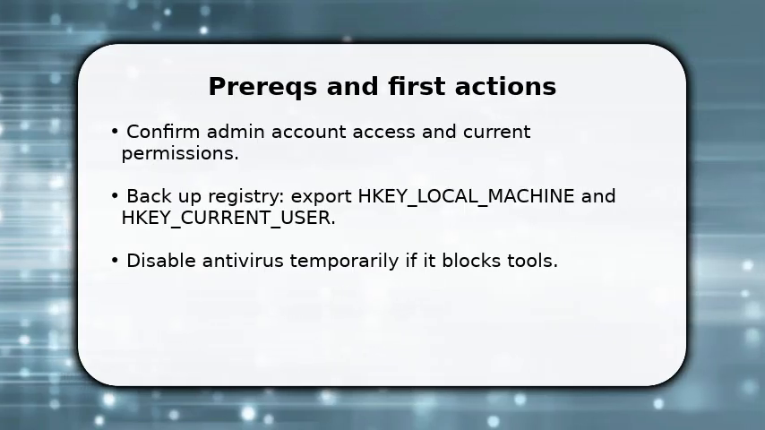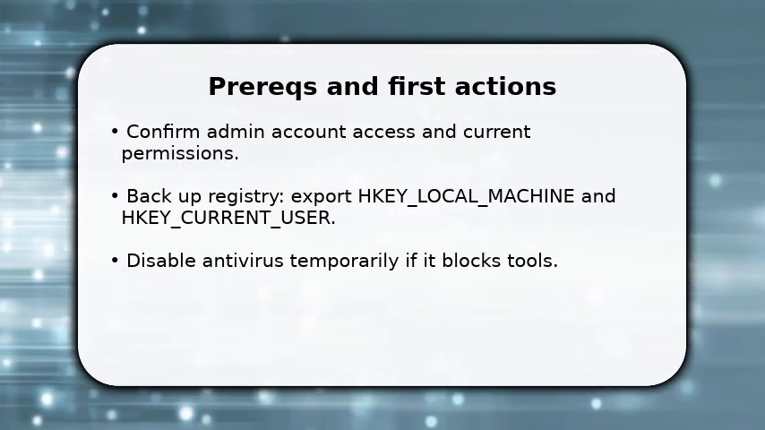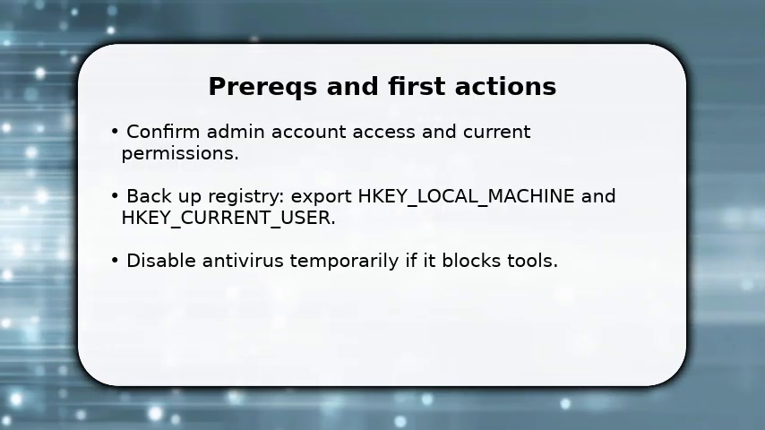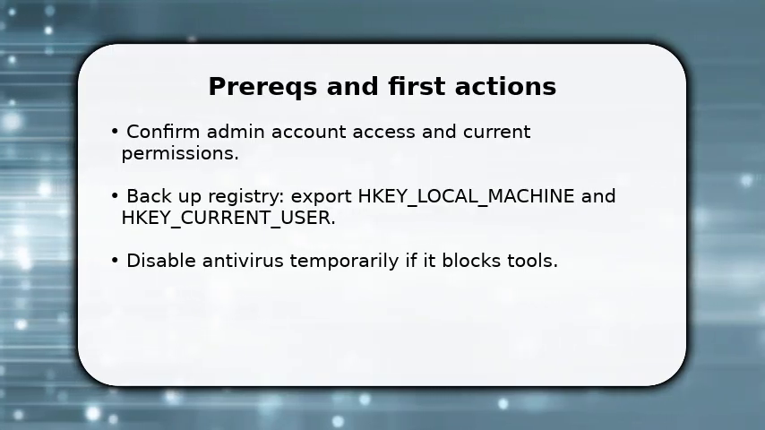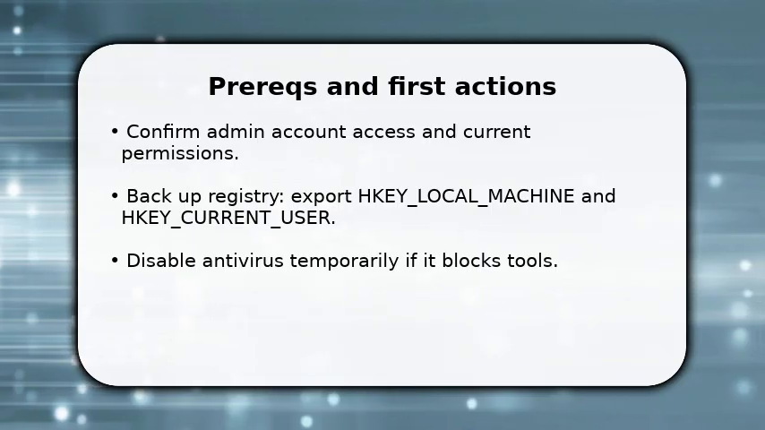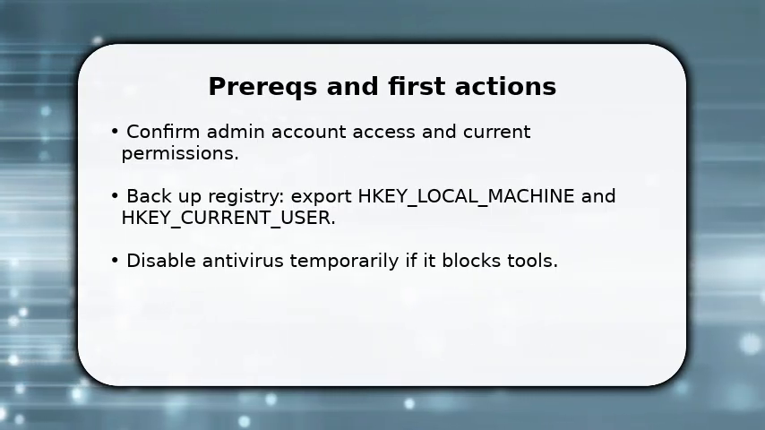You need admin credentials and a recent system restore point. Start now. First, export the registry branches you'll change so you can restore them if needed. Once done, open an elevated command prompt, right-click, choose Run as Administrator, because the next steps require system-level privileges.